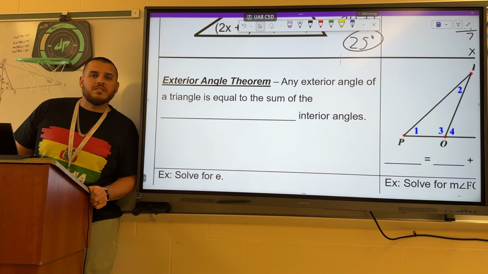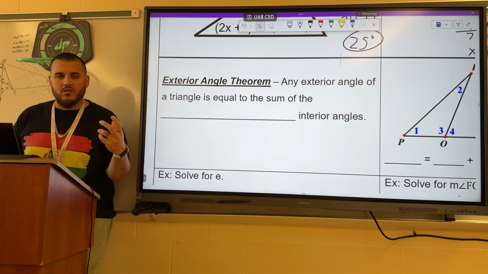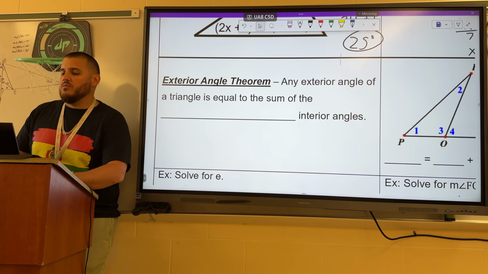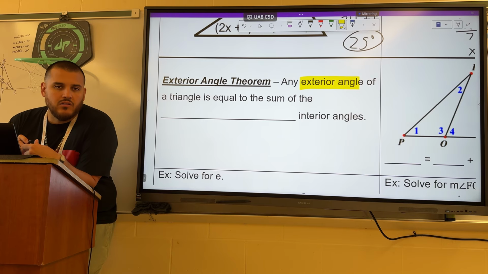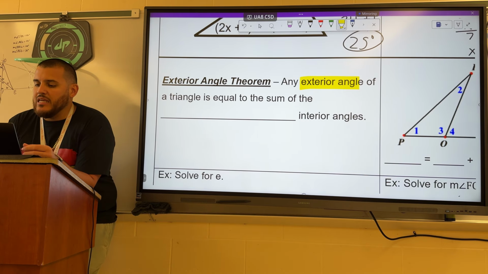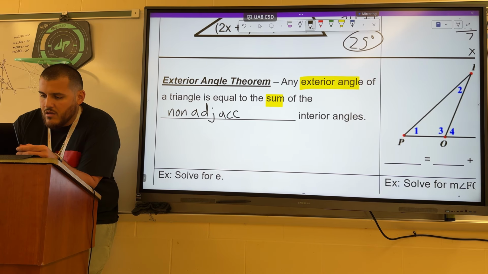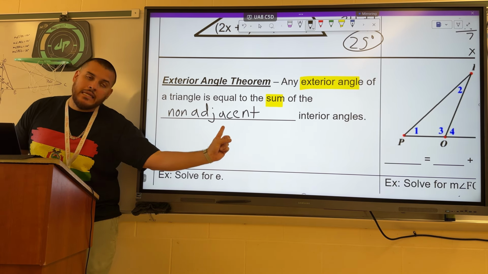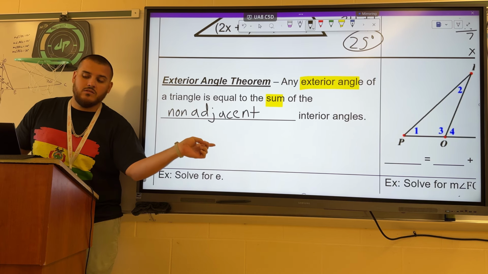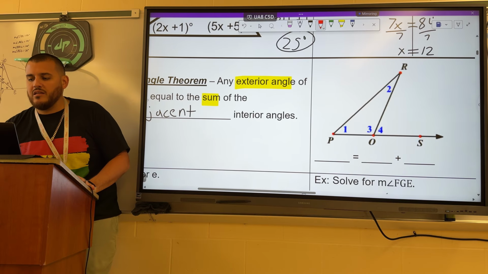We have another theorem to learn here in 5.1, which is the exterior angle theorem. So we're continuing expanding our knowledge here on triangle measures. This theorem tells me that any exterior angle of a triangle is going to equal the sum of the non-adjacent interior angles. Remember, non-adjacent would refer to things that are not near, right? Not next to.